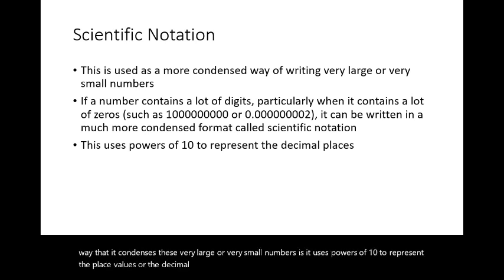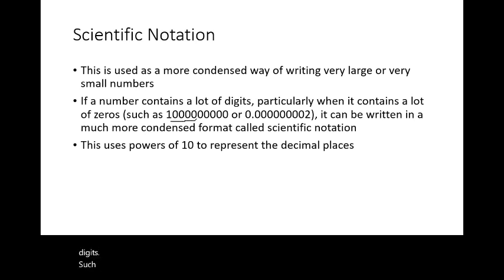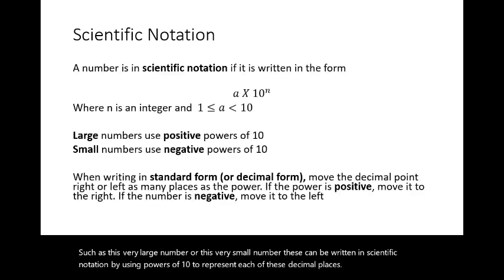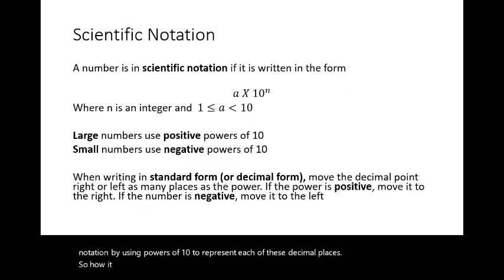So let's say that your number contains a lot of digits, such as this very large number or this very small number. These can be written in scientific notation by using powers of 10 to represent each of these decimal places. So how it works is a number that is in scientific notation is always written in the form of a times 10 to the power n, where n is some integer exponent.